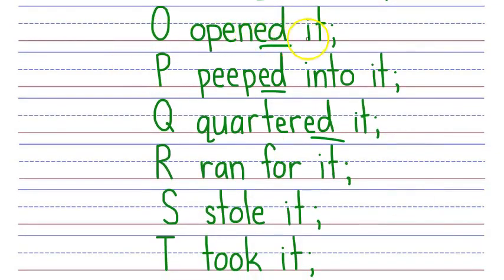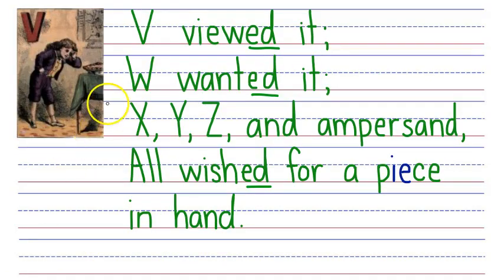O opened it. What does ed say? D. P peeped into it. What does ed say? T. Q quartered it. What does ed say? D. V viewed it. What does ed say? D. W wanted it. What does ed say? Ed. All wished for a piece in hand. And wished, what does ed say? T.